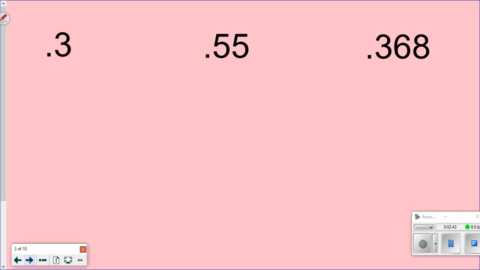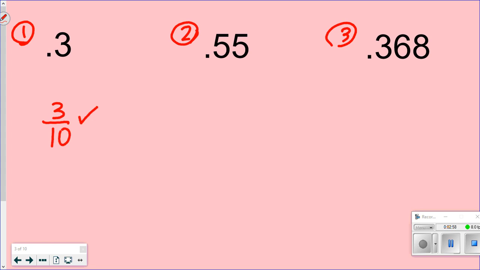So I have, we'll say this is 1, we'll say this is 2, we'll say this is 3. Okay, so this first one is read as 3/10. So that should be written in your notebook like this. Can it be reduced? Nope, that's your final answer. So that one checks out.